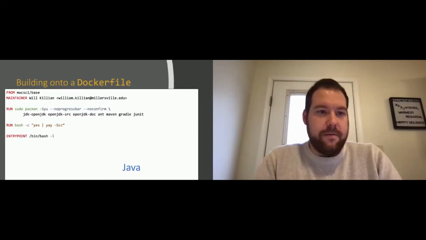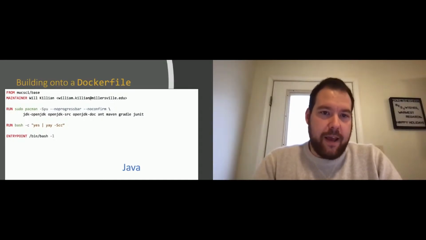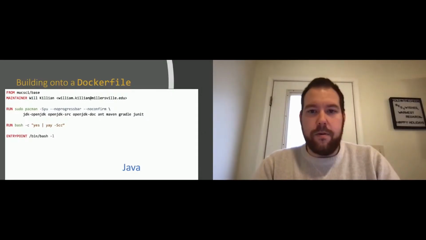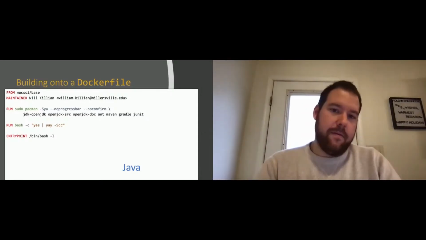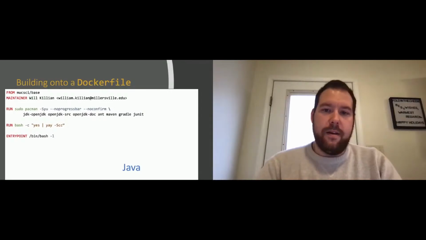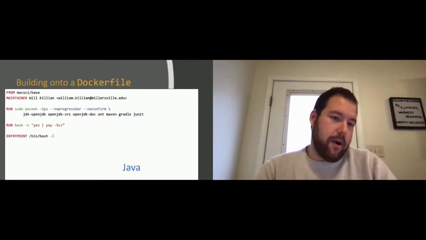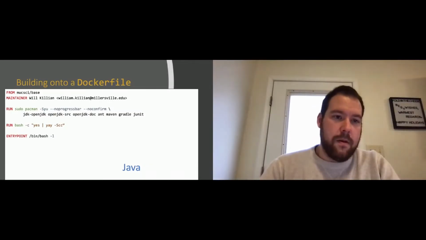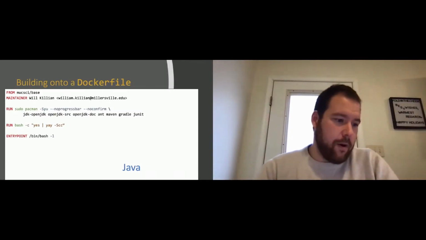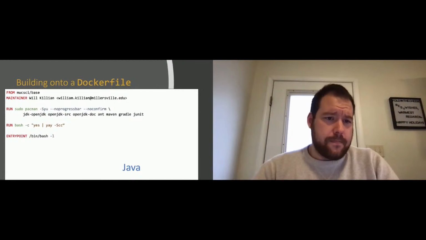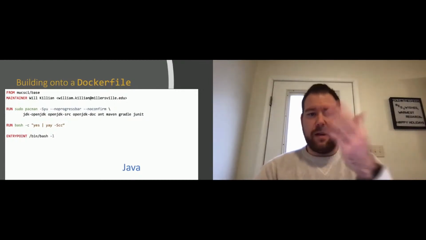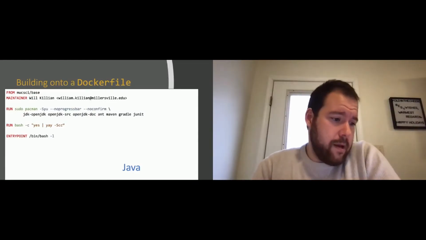What about Java? Well, we can install the OpenJDK, the associated source files and documentation, and include build tools like Ant, Maven, Gradle, and the JUnit unit testing library. So we can install all of these files. This one's pretty short. And then we can just, again, specify the entry point.